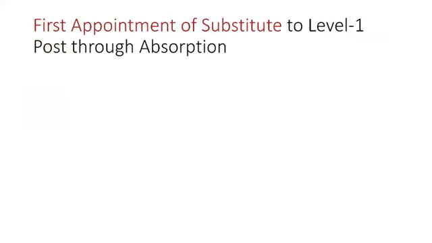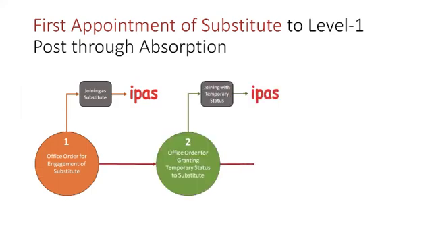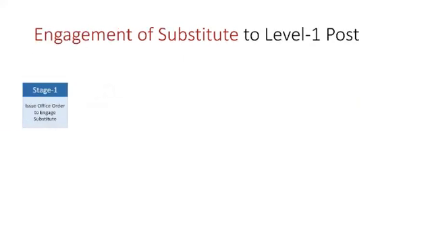That completes the procedure. Then we come to substitute. Substitute has a three-stage procedure. First would be engagement, second would be temporary status, and third would be joining at regular post. Now, all of them are individually three-stage procedures.